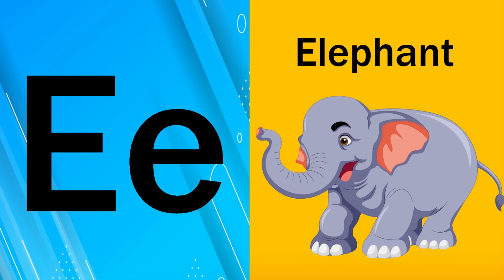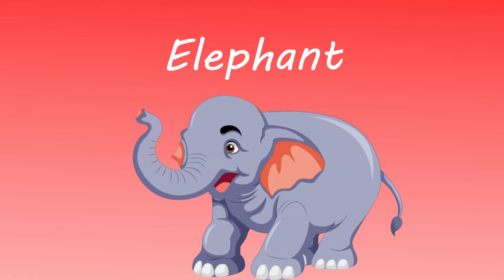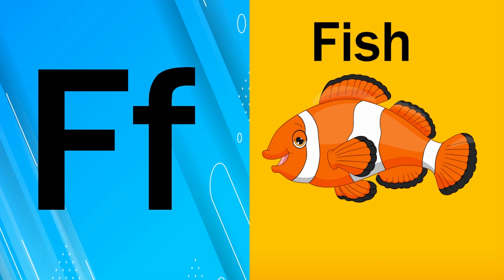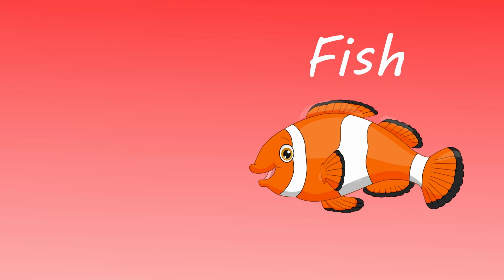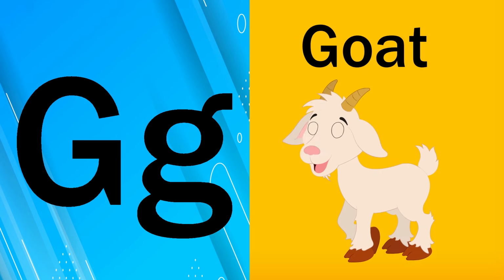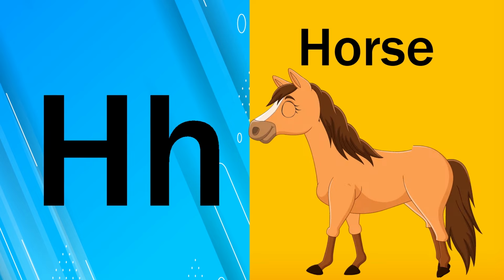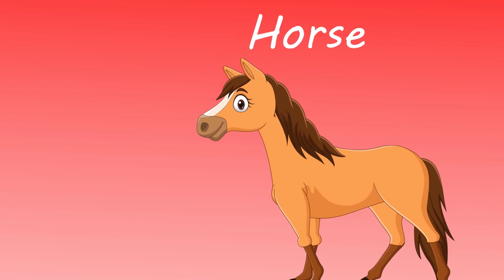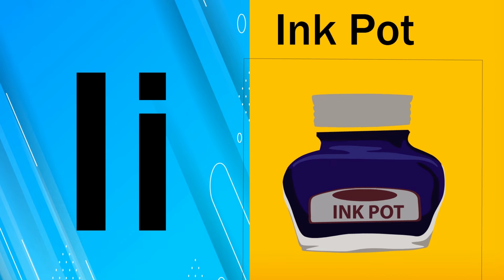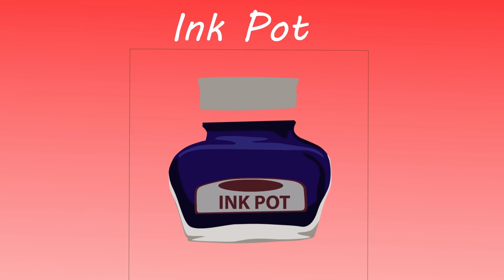E for elephant, a, elephant. F for fish, f, fish. G for goat, g, goat. H for horse, h, horse. I for inkpot, e, inkpot.